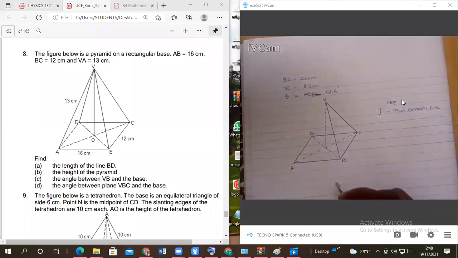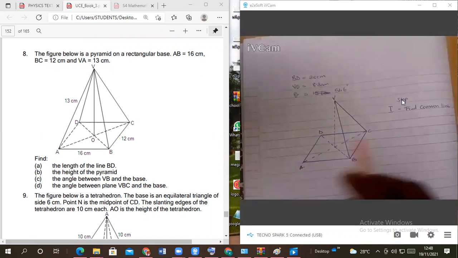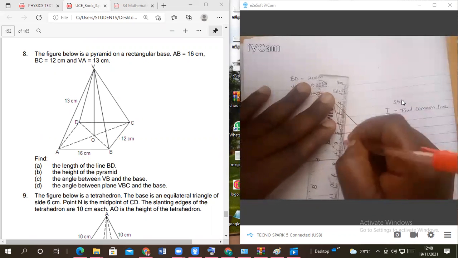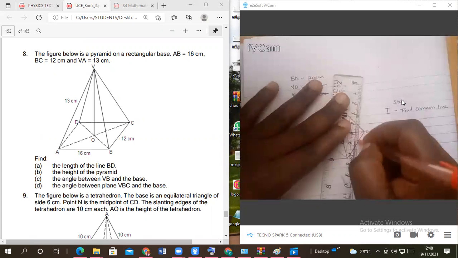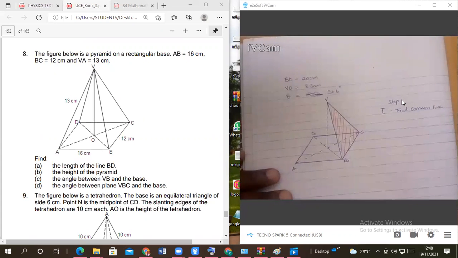So what is the common line of those two planes? There is this plane, let me shade it in red, this plane here, VBC, and the base. So what is the common line of these two planes, the plane ABCD and the plane VBC? What is the common line? Members, what is the common line?